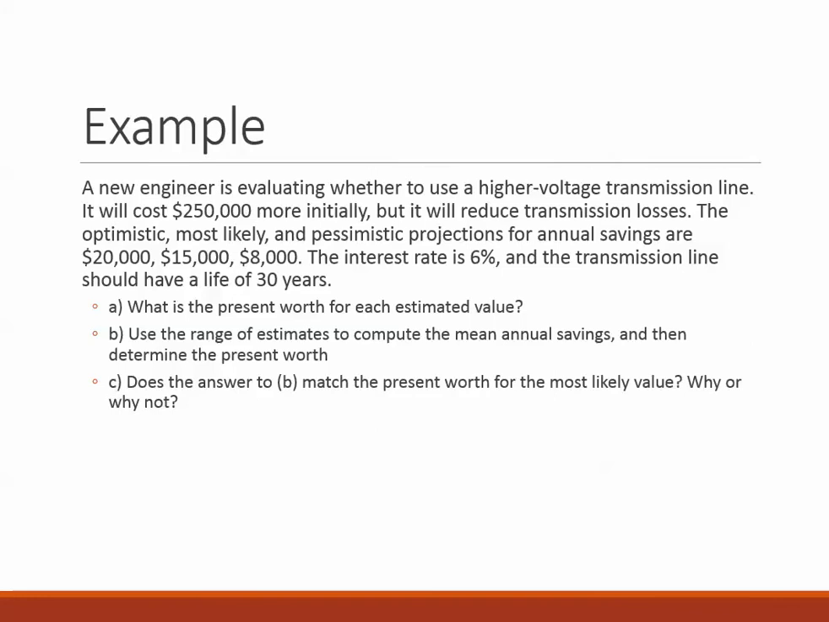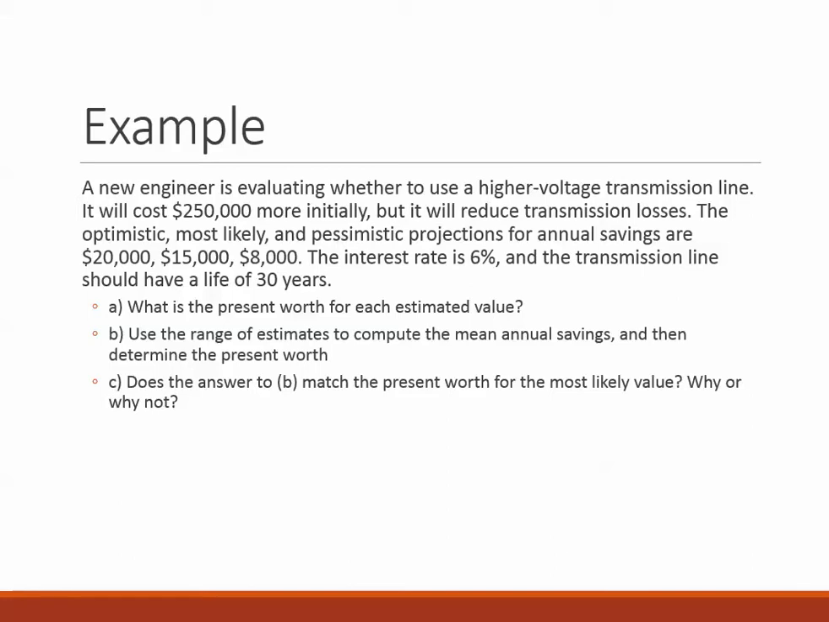All right, so now let's do an example using the following information. A new engineer is evaluating whether to use a higher voltage transmission line. It will cost $250,000 more initially, but it will reduce transmission losses. The optimistic, most likely, and pessimistic projections for the annual savings are $20,000, $15,000, and $8,000. The interest rate is 6%, and the transmission line should have a life of 30 years.